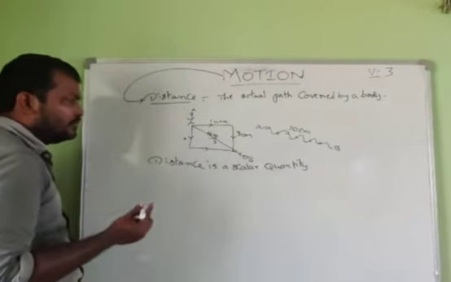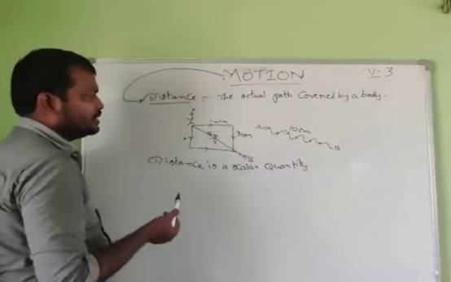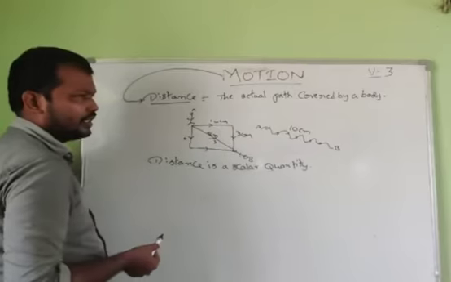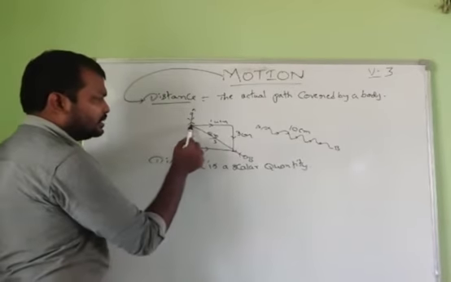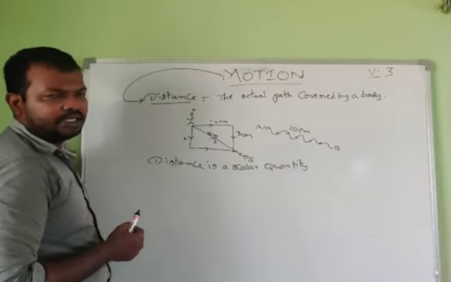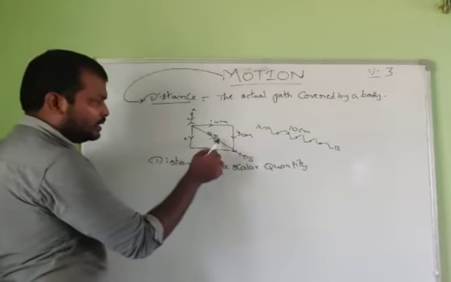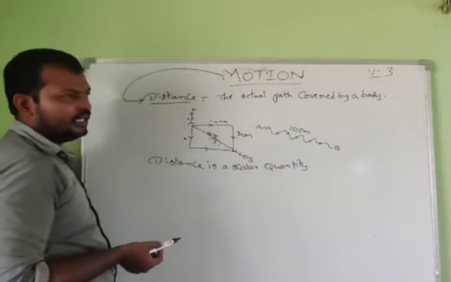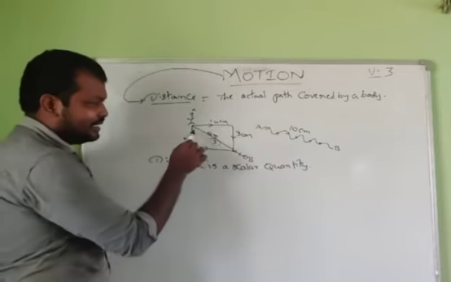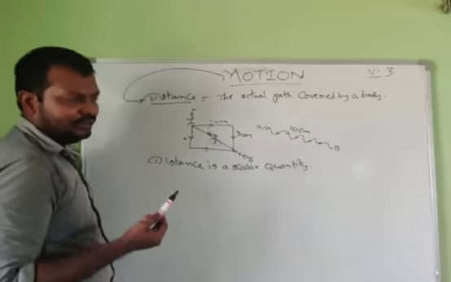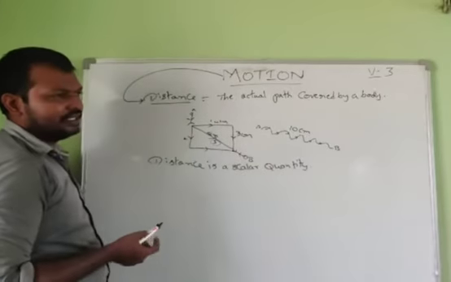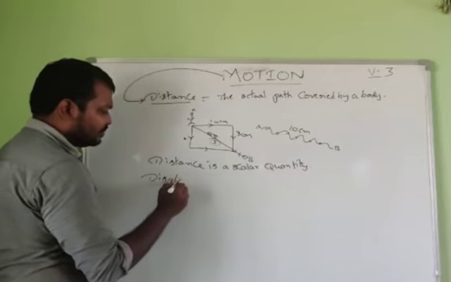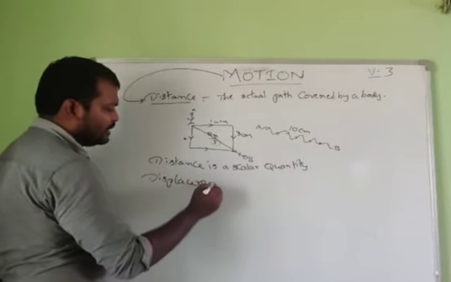Let's see another board. Once you observe the picture, if he moves in path 1 or path 2 or path 3, in which path can he reach from A to B very fast? So path 3. What is the reason behind this? Because this is the straight line. It is the shortest route. So that shortest distance is called nothing but displacement. What is that? Displacement.